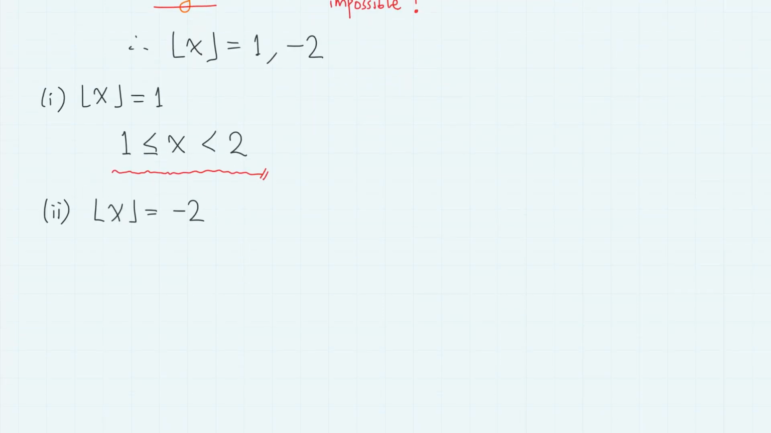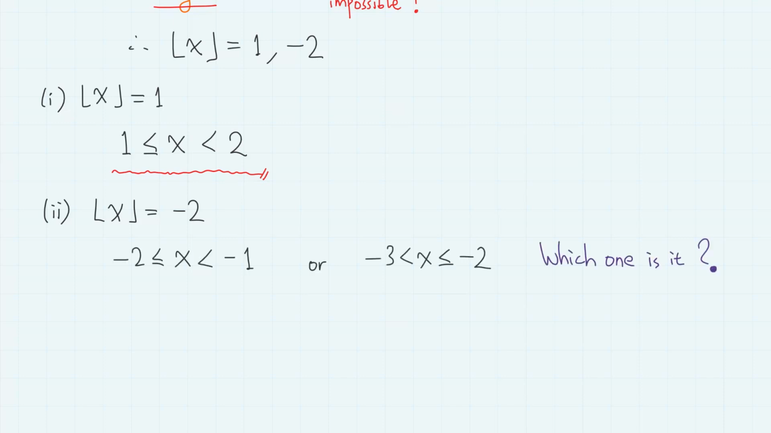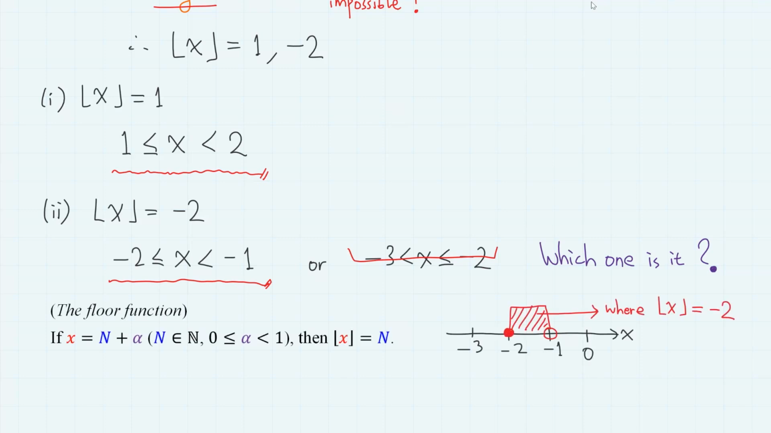If floor x equals negative 2, then we have another range for possible values of x. And it is actually one of these two. Can you tell me which one is the correct range? Well, it's the first one, right? You see, from the definition of the floor function, we know that this is the correct range where floor x equals negative 2. So we have floor of negative 2 equals negative 2 and floor of negative 1.5 also equals negative 2 and so on.